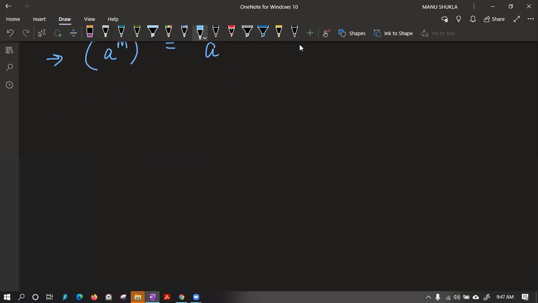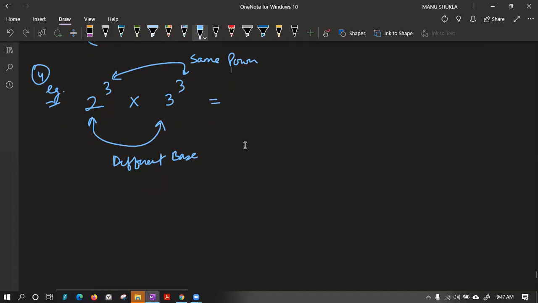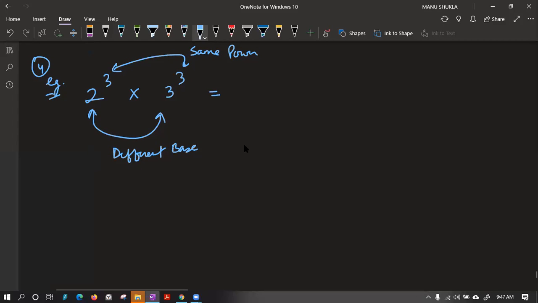Suppose we are multiplying powers. Suppose I take one more example, the fourth one. You have 2 power 3 into 3 power 3. Here we have different bases but the same power. The things are changed. Let us see what answer will come by normal solution. By normal solving, we will get 2 power 3 is 8, 3 power 3 is 27.